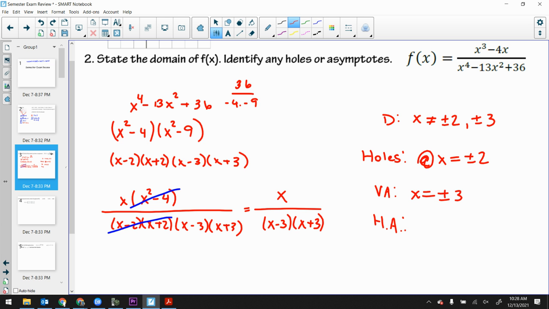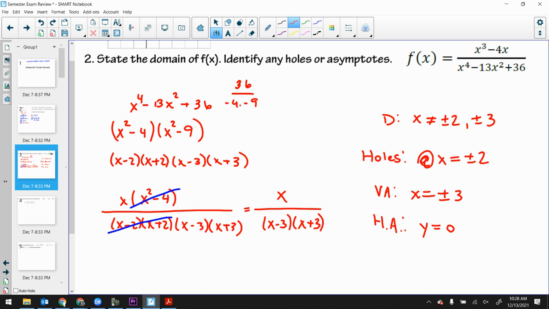So we've got an x over an x squared. So this is bottom heavy. Remember, if it's top heavy, there is no horizontal asymptote. If it's bottom heavy, the horizontal asymptote is at y equals 0. If it's equal, then you take a look at the leading coefficients. So we say that this one is y equals 0.